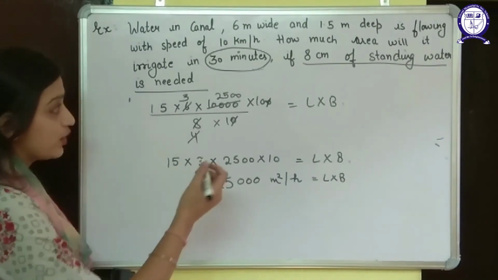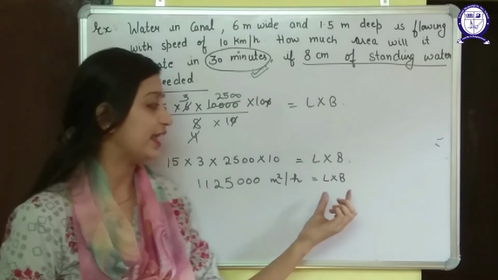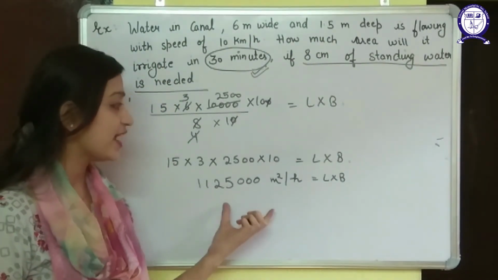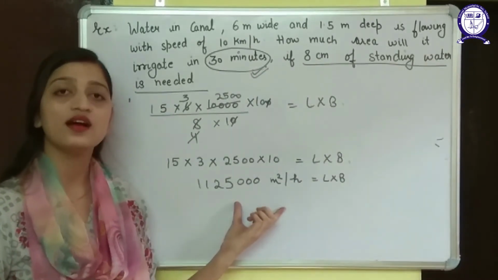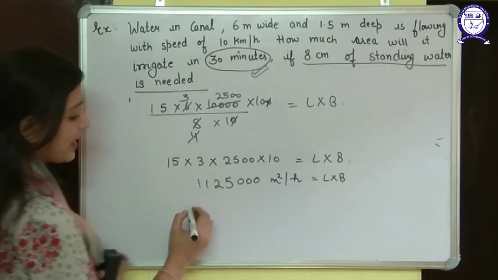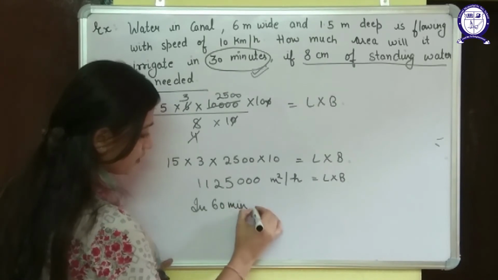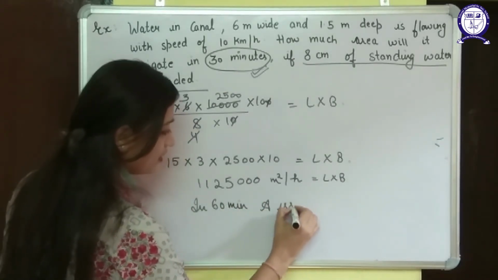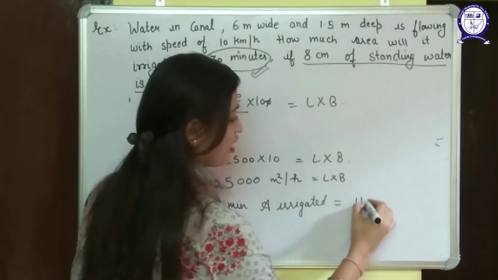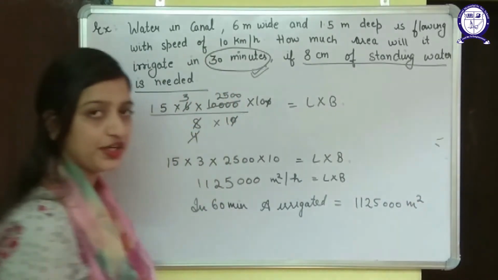But there is one more thing in the question, that is 30 minutes. I need to find the area which will be irrigated in 30 minutes. And this is the area which is irrigated in an hour. That means in 60 minutes. Okay, so I can write that in 60 minutes, area irrigated is equals to 1125,000 meter square. I am using the unitary method here.